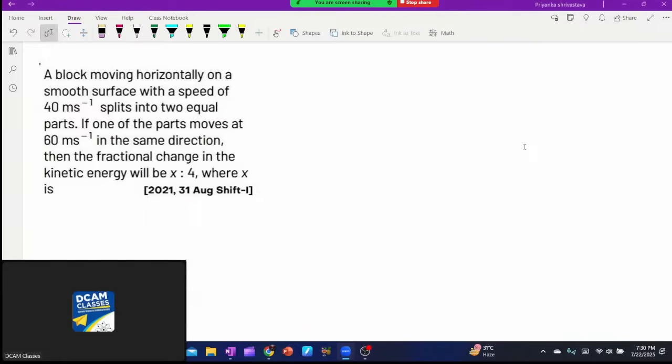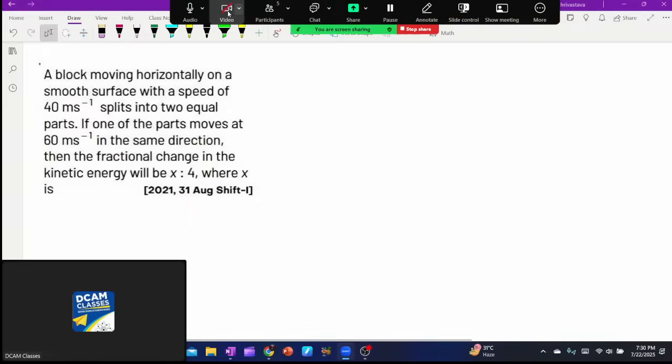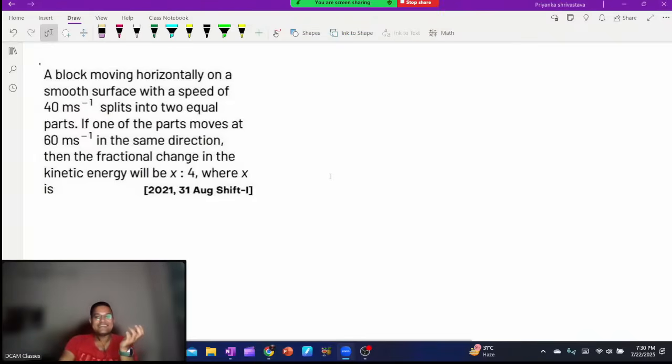So we have to use the law of conservation of momentum and solve. Why? Because the particle is being split into two pieces, so m will be m by 2. Then why are we applying the law of conservation of momentum here? Because the initial momentum of the block will be equal to the final momentum. Sir. That's what the law of conservation of momentum is.